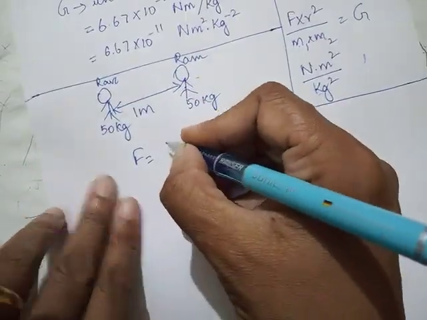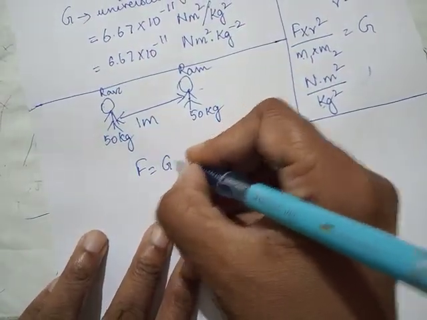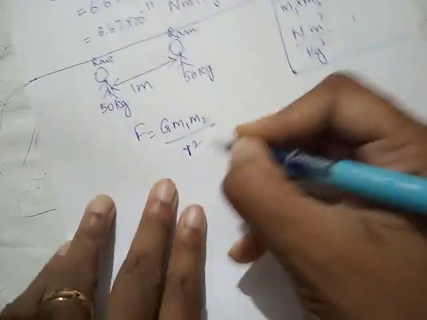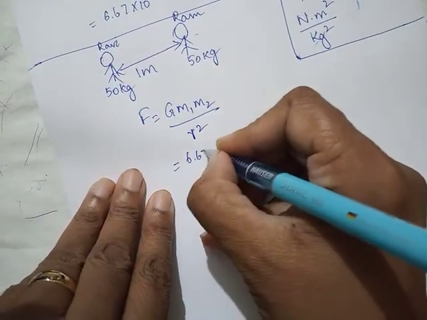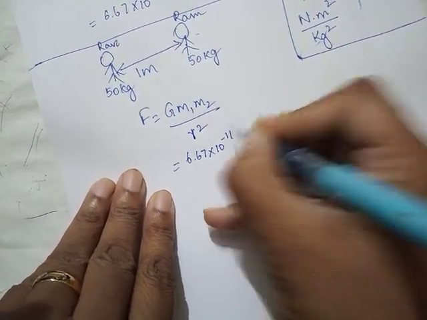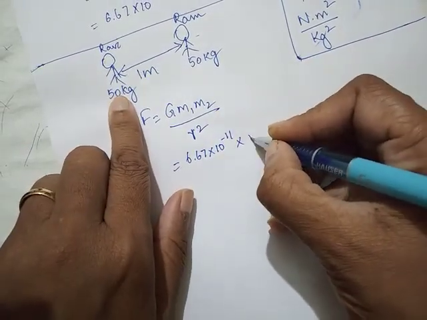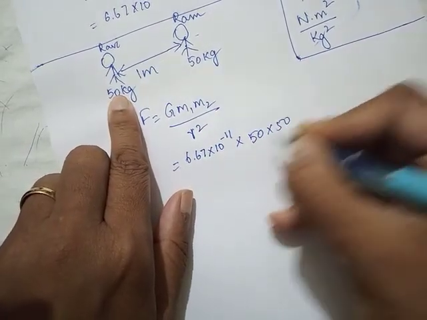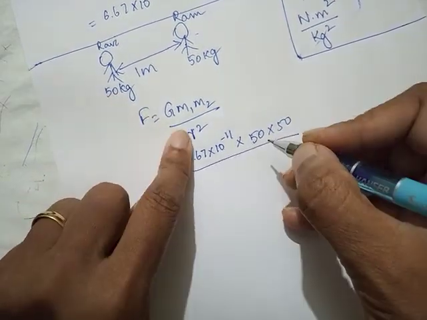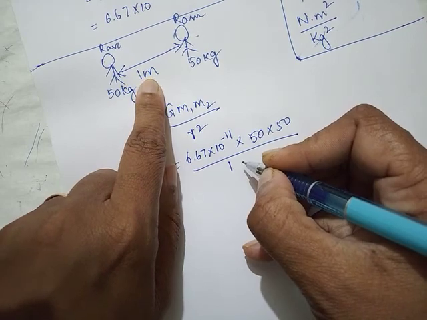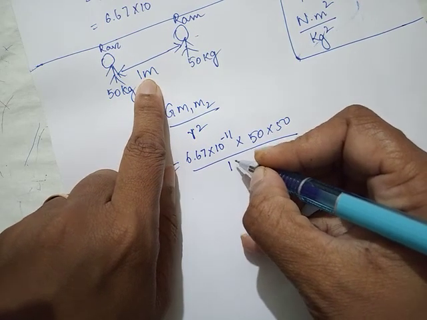According to my formula, G m1 m2 upon r square. G value is 6.67 into 10 power minus 11. M1, the mass of the first person, is 50 kg, and the mass of the second person is also 50 kg. R, the distance, I take as 1 meter, so 1 square.